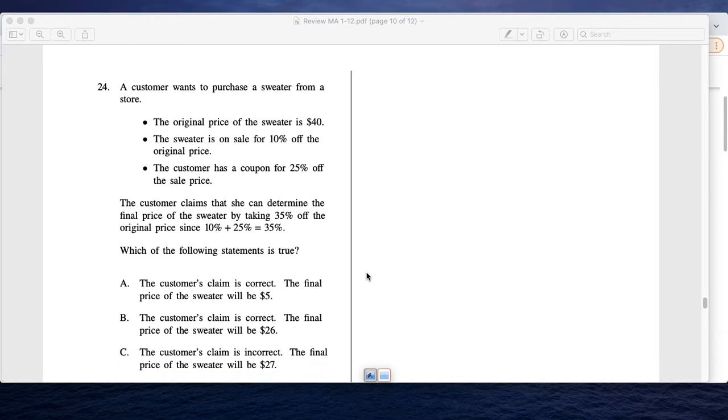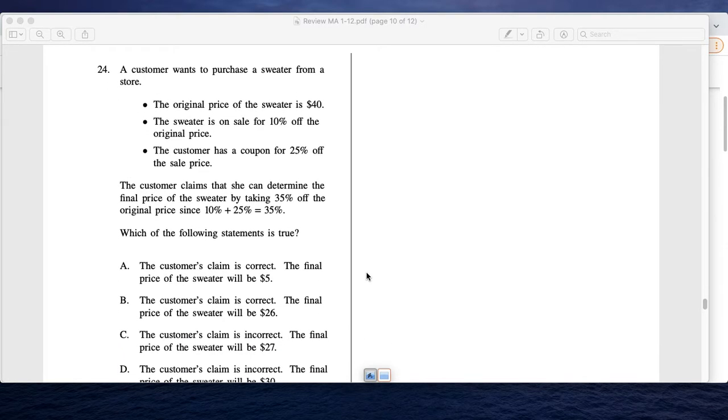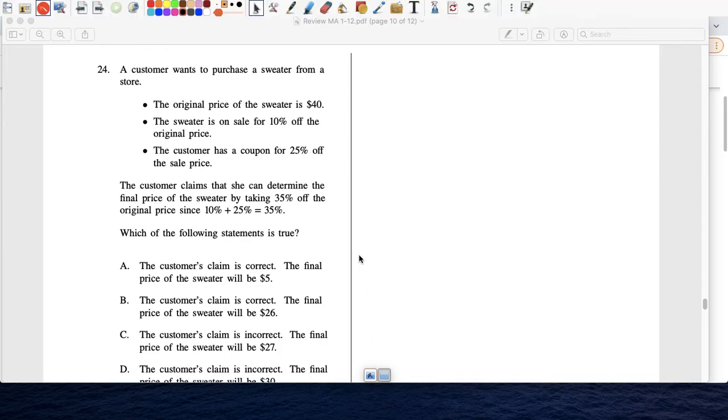A customer wants to purchase a sweater from the store. The original price is $40. The sweater is on sale for 10%. Then there's another coupon for 25%. The customer claims that she can determine the price of the sweater by taking 35% off the original price, since 10 plus 25 is 35. Which of the following is true? Can you actually do that? If you had two coupons, can you add them together? Would that give you the same price? Well, let's find out.